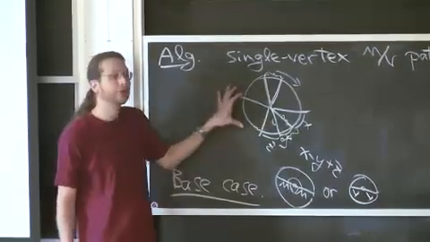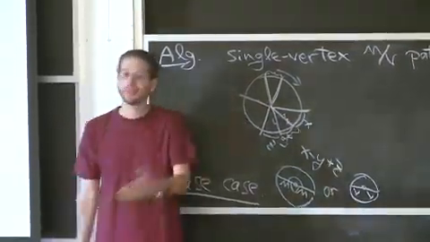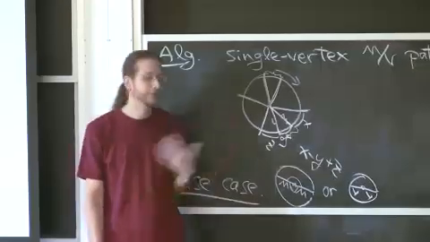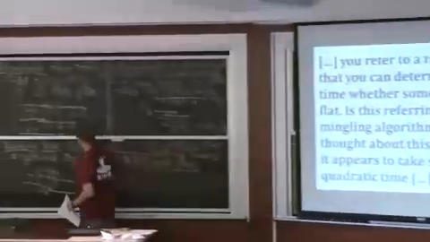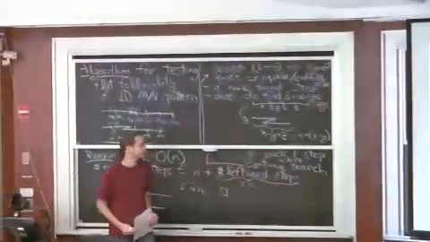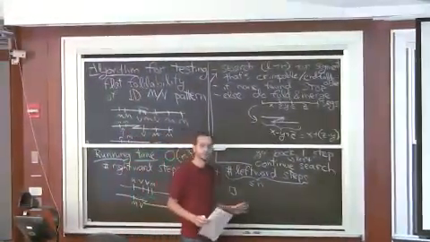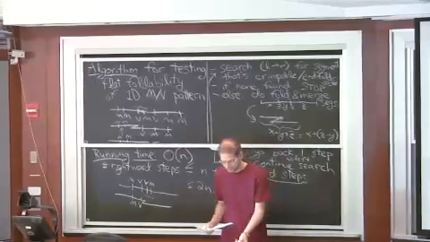But this algorithm will run in linear time for the same reason. The number of clockwise steps is at most n plus the number of counterclockwise steps, so I guess I should write at most. And so it's linear time as well. Any questions about those algorithms?